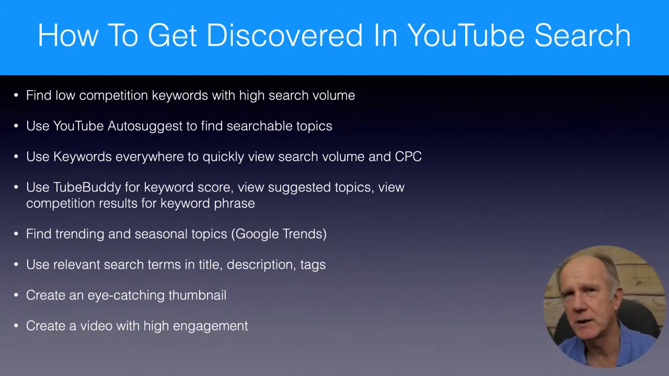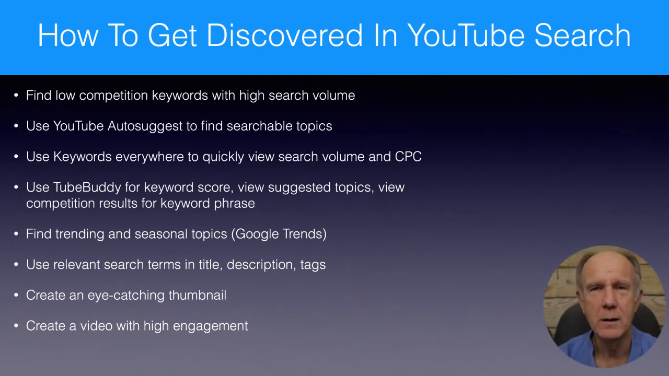You can also use something like Keywords Everywhere to quickly find the search volume and the cost per click. So it's a Chrome extension. I think it's like $10 per 1,000 keyword phrases, something like that. But when you do that search in YouTube search, then automatically in the browser bar, it'll show you the search volume and cost per click. So you can quickly see whether that keyword phrase is worth going after.